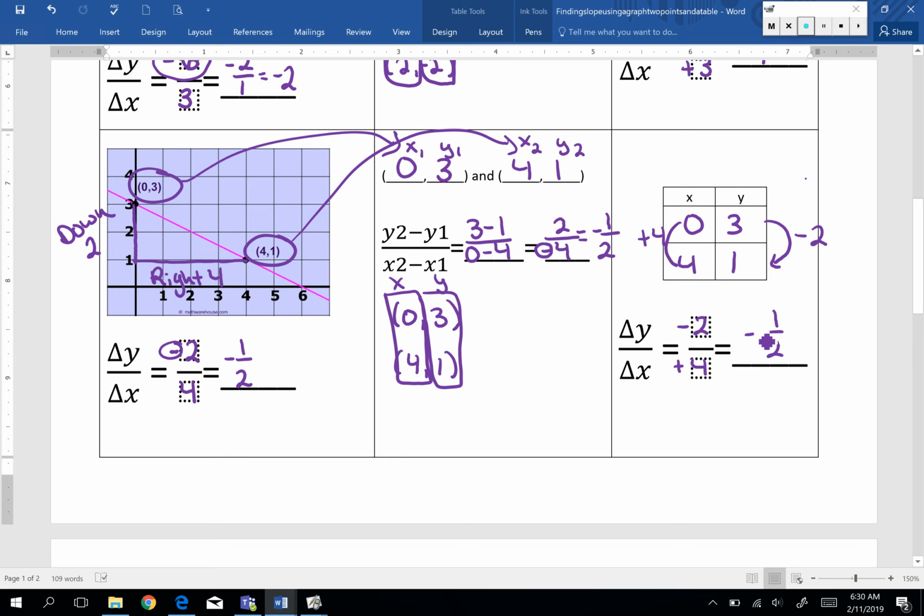Now our slope is negative, so our line, always go back and double check. And I know we did it in the first couple, but let's do it from here on out. As I go left to right, my line's going in that downward direction. So the sign of my slope should be negative.